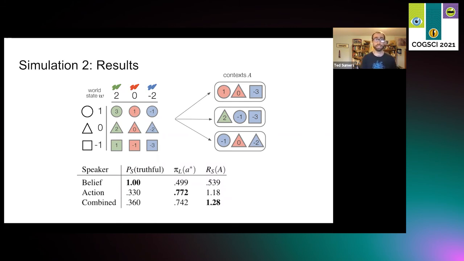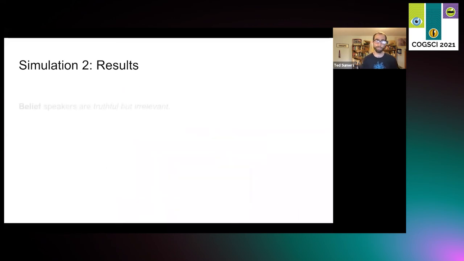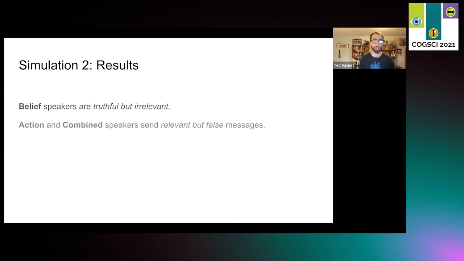However, again, we see the negative effects of this belief distortion when we start to look at expected generalization, where we see that the belief-oriented speaker actually generalizes the best, and the action and combined speakers suffer a significant drop in performance below that of the belief speaker on generalization. So overall, what we see is that belief speakers tend to be truthful but irrelevant for any given action context, whereas action and combined speakers send messages that are relevant for the local context, but can be false. This leads them to succeed locally, but generalize poorly.